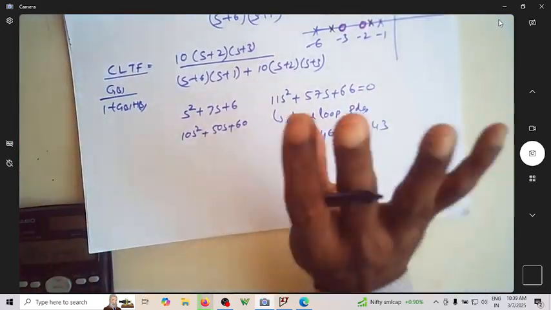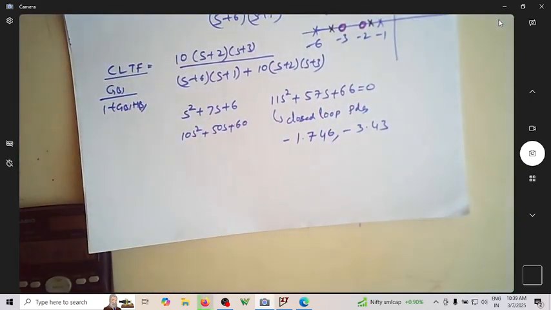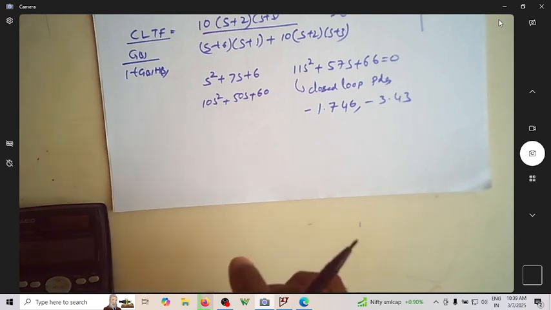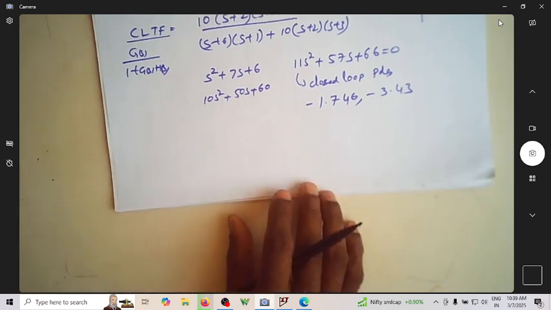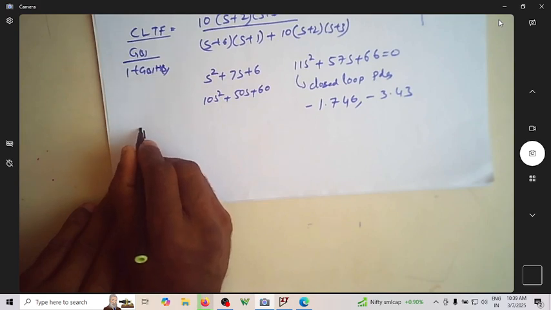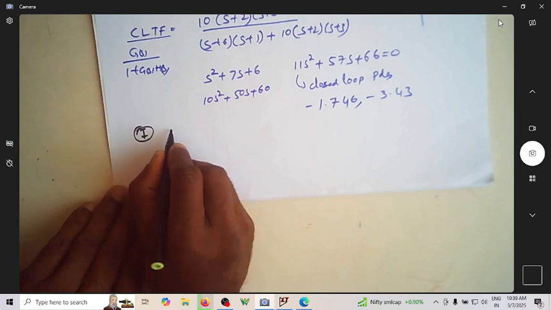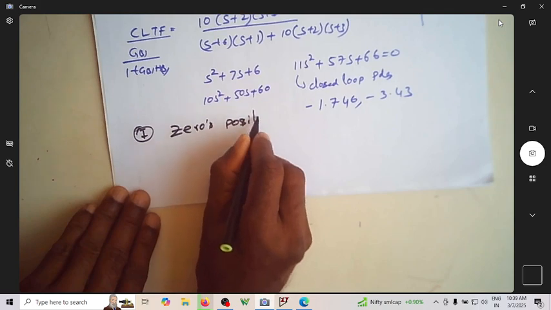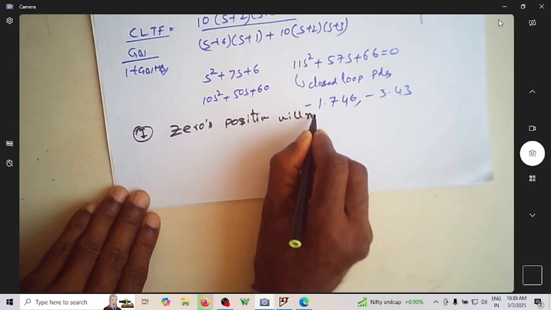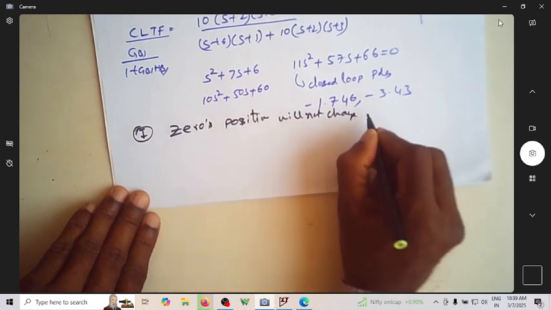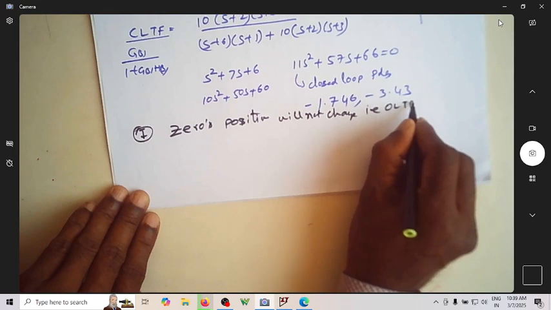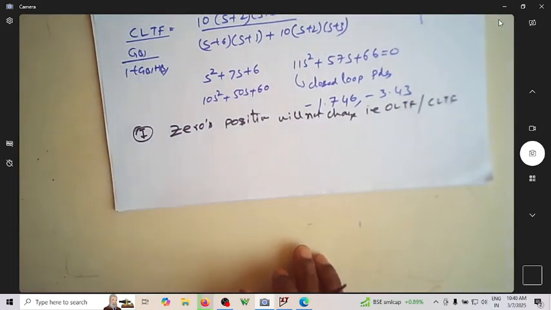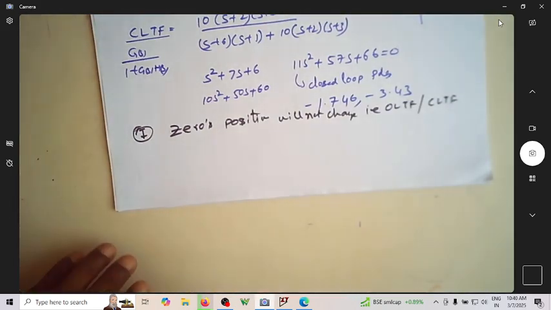We are trying to understand something out of this. Let me just give a bird view of all these things. What is one very important observation? Very important observation is zero's position will not change. That is, for open loop transfer function or closed loop transfer function, they are at same point. Correct?